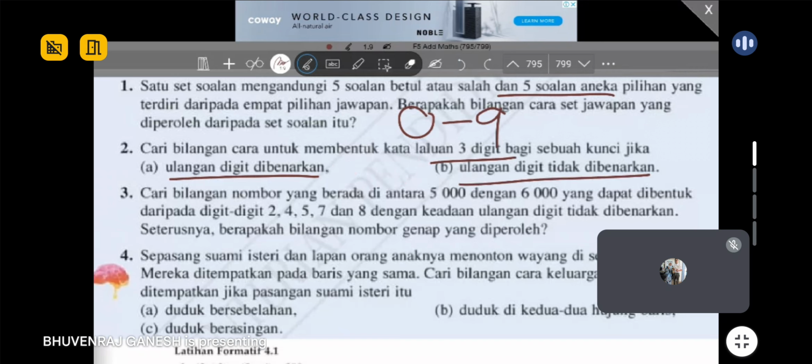But now if no repetition, tanpa pengulangan, how much will you all get? Yes, very smart. You will get 720. Because for the first one you can have 10. Without repetition, the total will decrease by 1. Jumlah berkurang 1. So 10, 9, 8. So the total is 720. So this is question number 2.